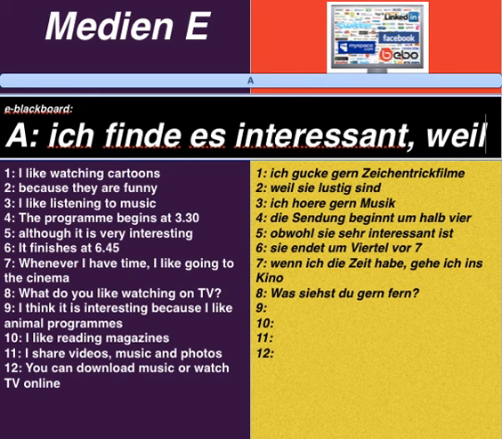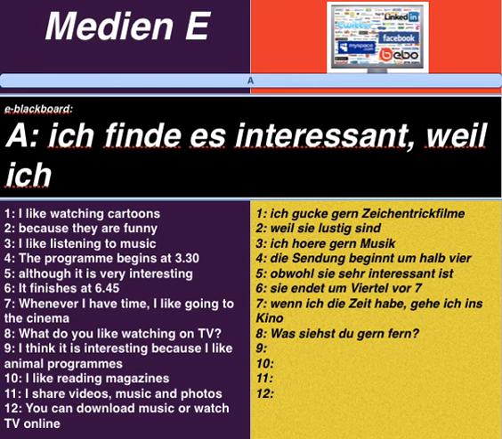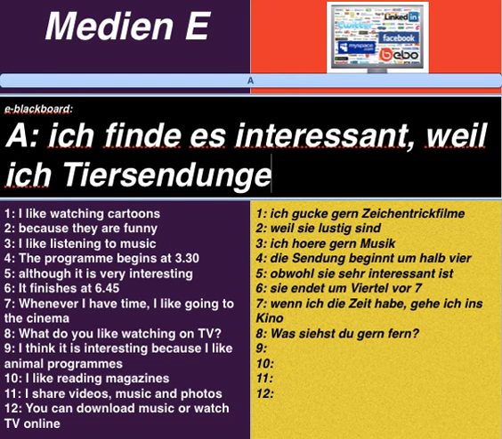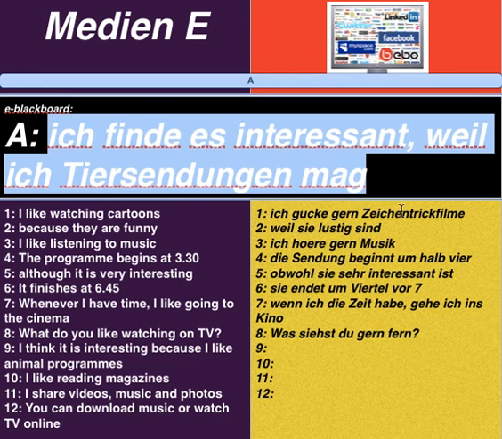Weil, or denn, remember that denn, D-E-N-N, doesn't change the word order. It doesn't send the verb to the end. If we were to use that one, but we're not going to use it now. Weil ich, now ich mag means I like. Mag is the first verb coming after because. Therefore, you've guessed it, it goes to the end of the sentence. So, Tiersendungen mag. Ich finde es interessant, weil ich Tiersendungen mag. Alright, is the answer to number 9.